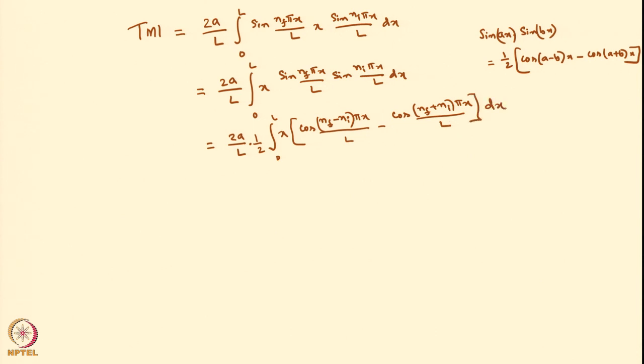Okay, so this 2 and this 2 I can cancel. So what you will get is (a/L) ∫ from 0 to L of x cos of (nf − ni), that is the difference between the quantum numbers of the initial state and final state. So that I will call delta n. So this will be delta n πx/L, minus cos of nf + ni, that is the sum of the quantum numbers of the initial and final state. I will call it capital N. So that will be nothing but capital N πx/L.